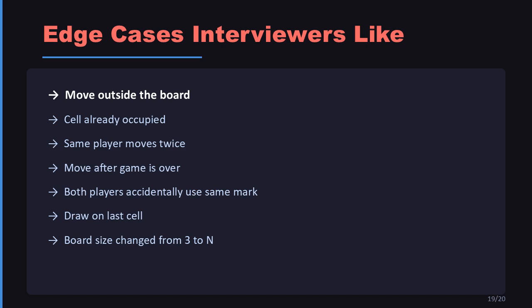These are the edge cases to call out yourself. A move outside the board. A move on an occupied cell. Same player moving twice. A move after the game is already over. Both players accidentally using the same mark. Draw on the last cell. And board size changing from 3 to n. If you group these clearly, the interviewer sees that you're thinking about correctness, not just happy path code.